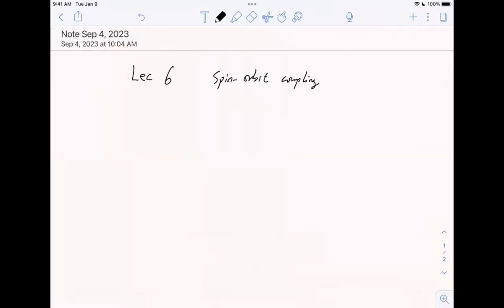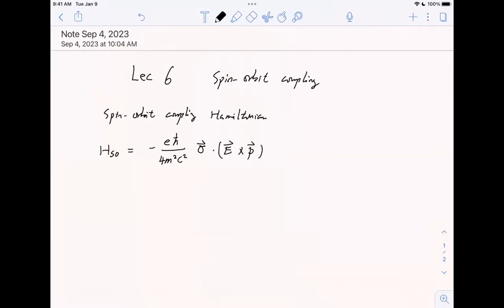Okay, so the spin orbit coupling has a Hamiltonian. The spin orbit coupling Hamiltonian. This Hamiltonian is derived from the Dirac equation. So this is a Hamiltonian of an electron moving in an electric field. We derive this. So there are two contributions to this Hamiltonian.